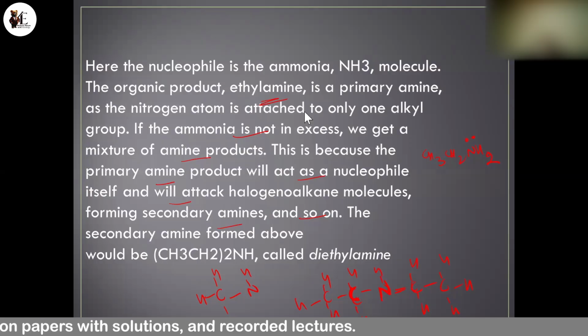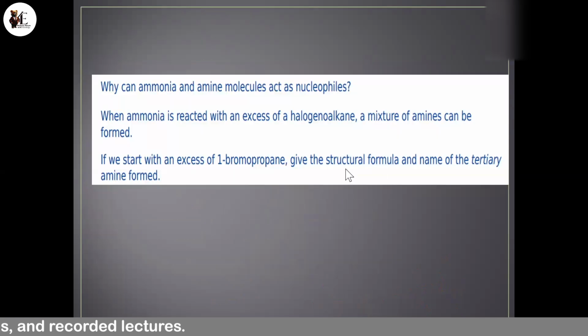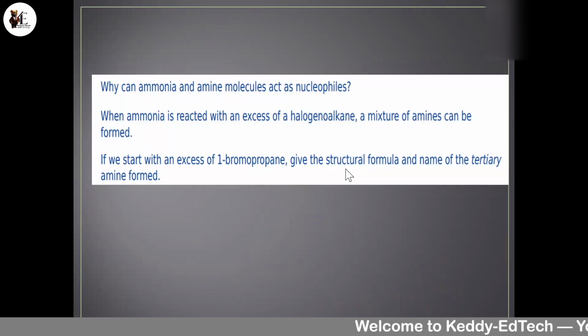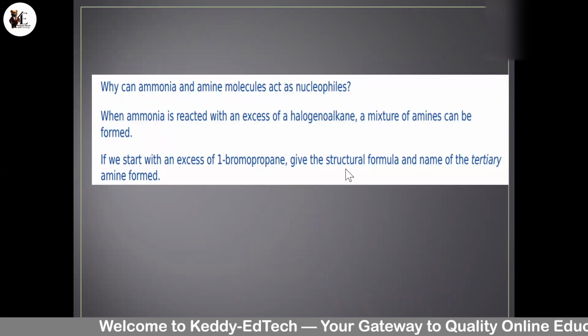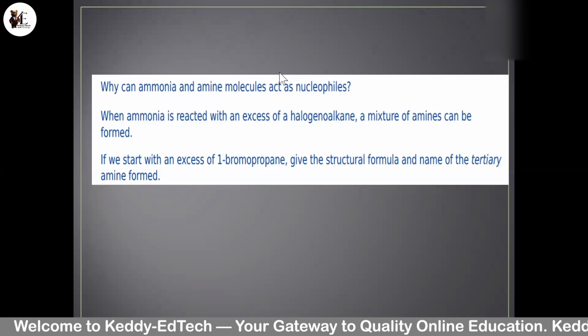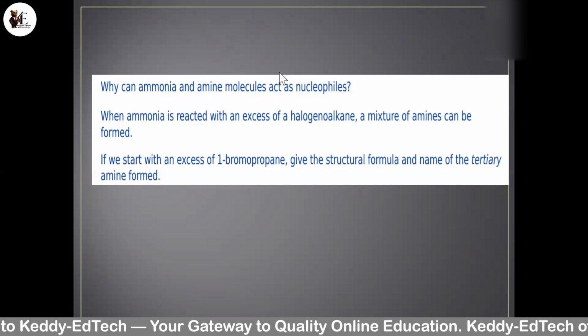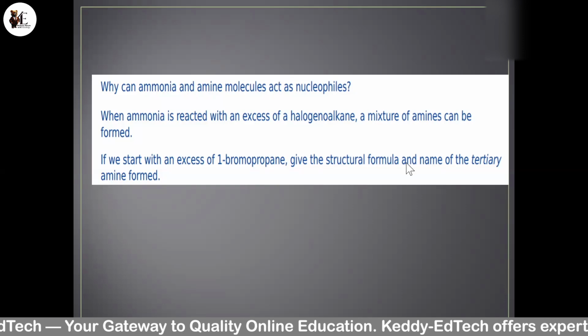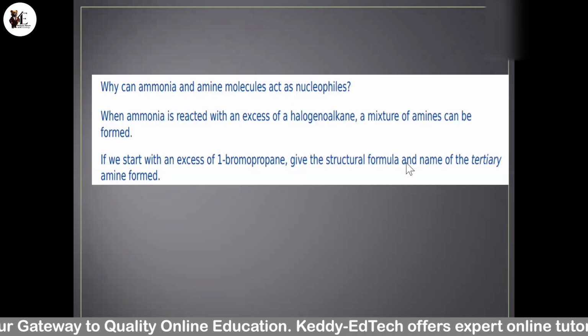So write down your homework questions. Why can ammonia and amine molecules act as nucleophiles? When ammonia is reacted with an excess of halogenoalkane, a mixture of amines can be formed. If we start with an excess of 1-bromopropane, give the structural formula and name of the tertiary amine which is formed. So write down.